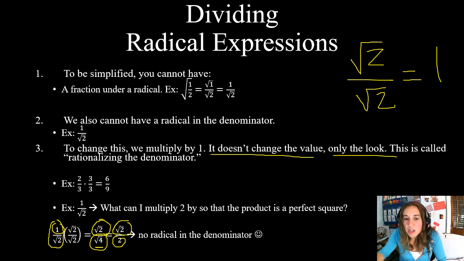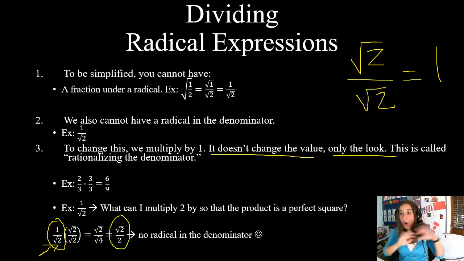So what I've done here now is I've taken this expression that I couldn't have, because I cannot have a radical in the denominator, and I've now turned it into something where the radical is no longer in the denominator. All I cared about was getting the radical out of the denominator. And that's what I've done. So now this is fully simplified.